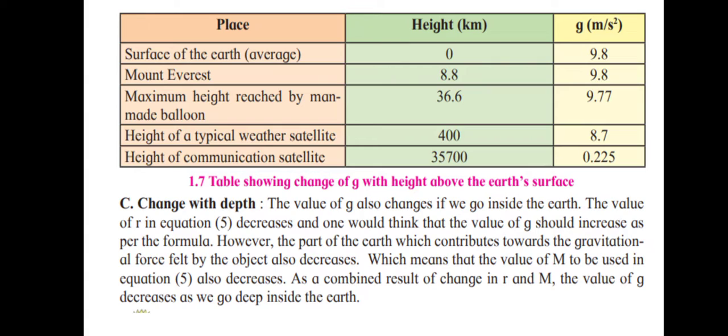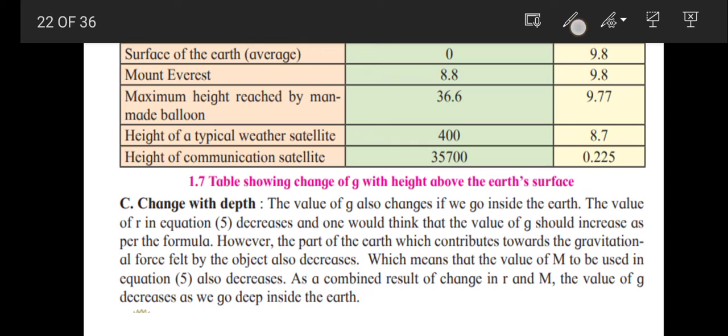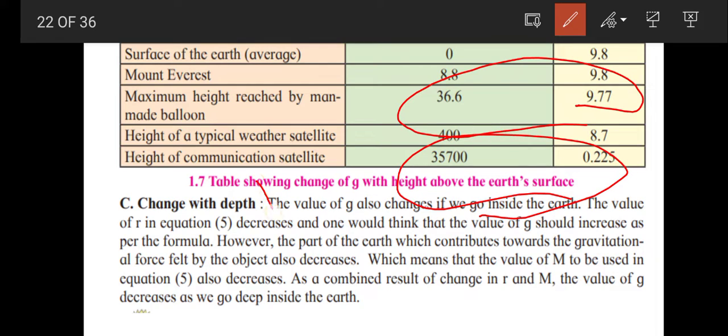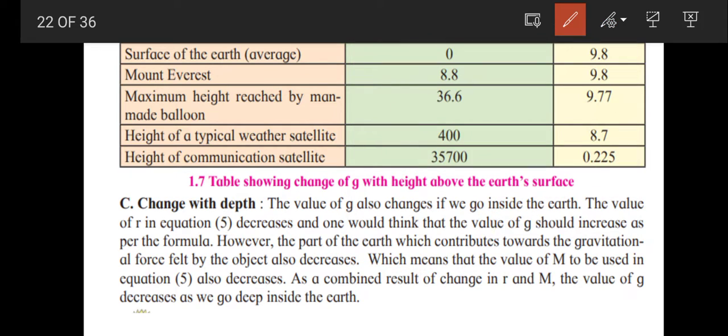In the exam they will ask from this table an MCQ, that means multiple choice question. They will give the height of the communication satellite, and that time the value of g is 0.225. They will give some readings, and out of four readings you have to choose the appropriate one. So I hope you understood this chart also.